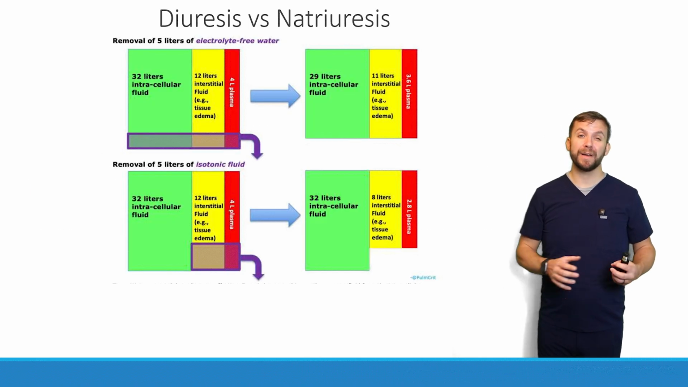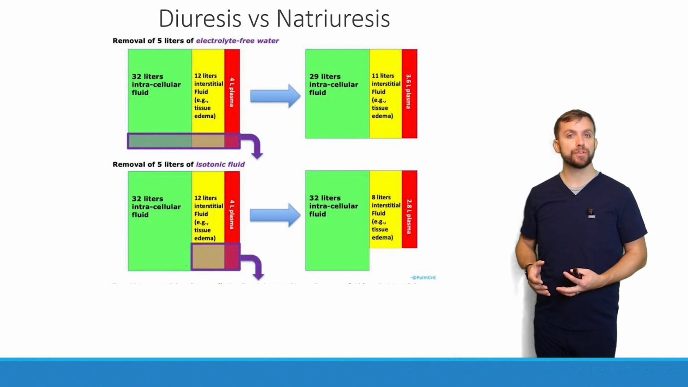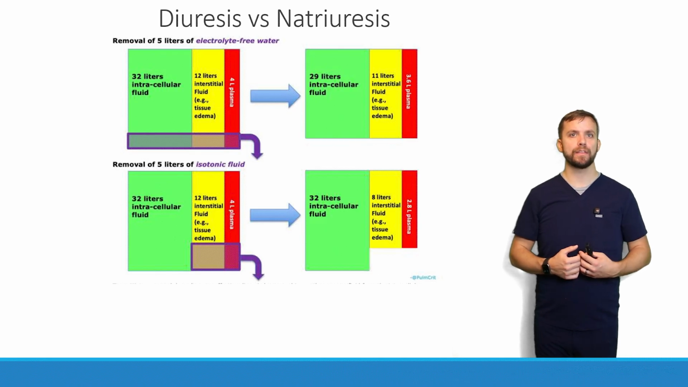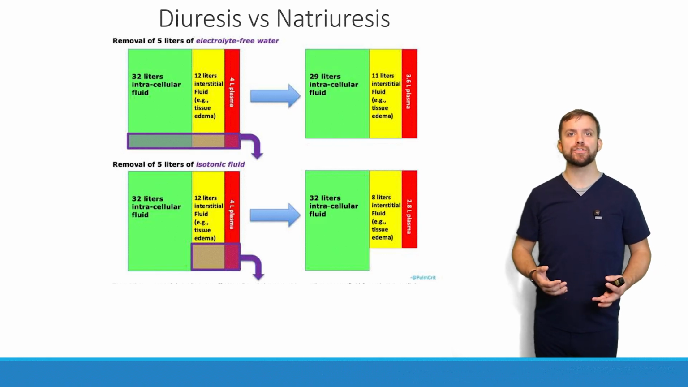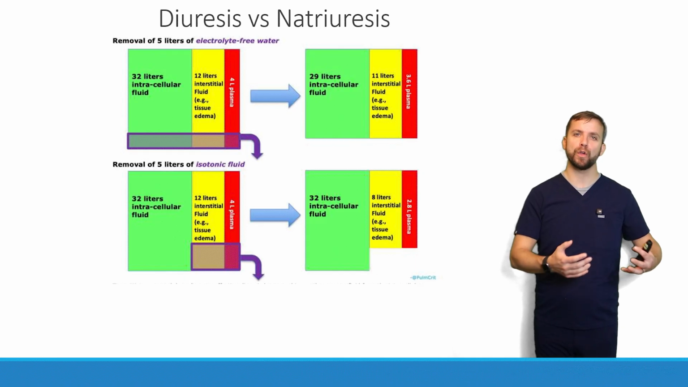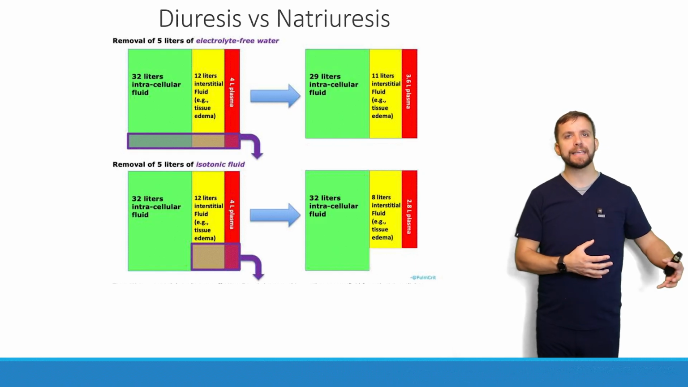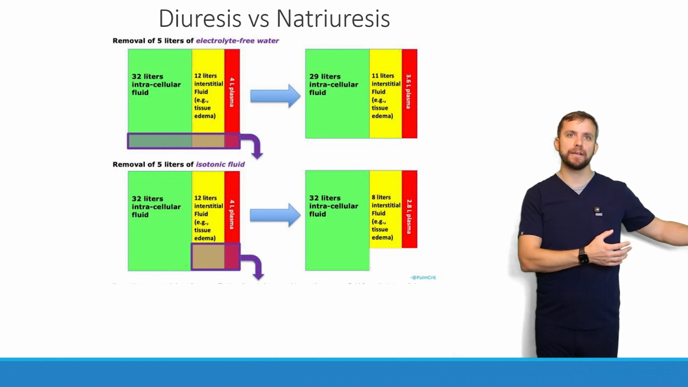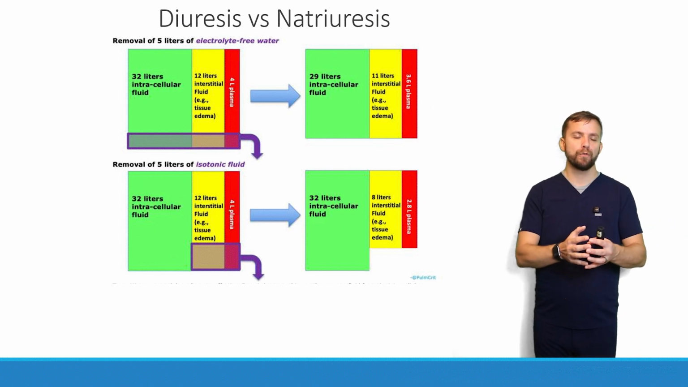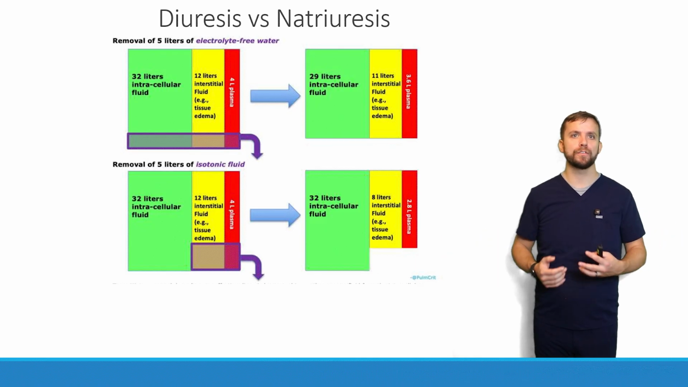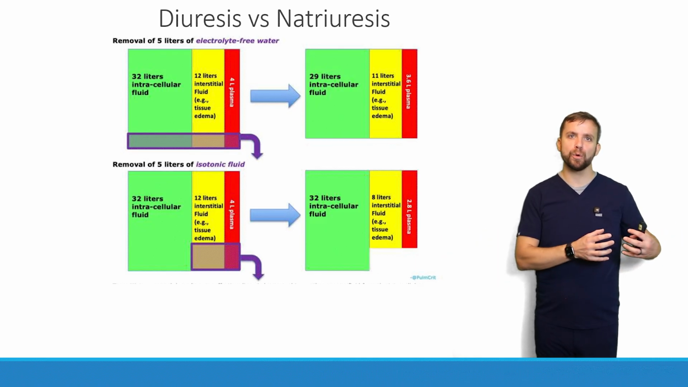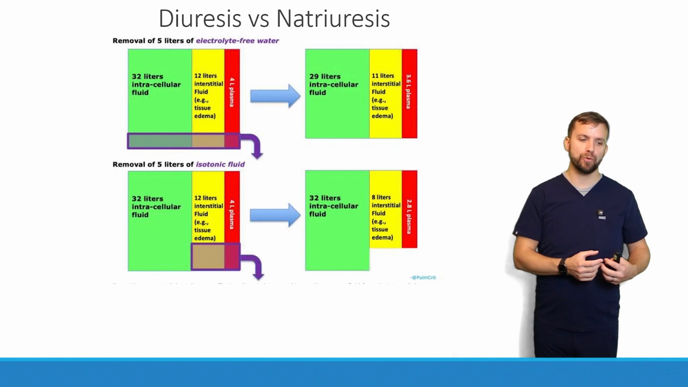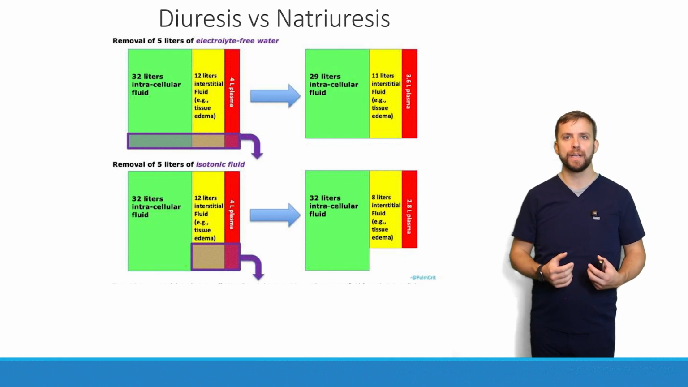The next thing I want to talk about is diuresis versus natriuresis. So diuresis would be the removal of water, whereas natriuresis would be kind of the removal of salt and water. And it does make a difference. So if you give somebody a diuretic, what's really happening here is that you're kind of losing fluid from the entire total body water, as you can see from above, versus if you were doing natriuresis and you're removing a more isotonic fluid, you're actually just removing it from the extracellular space.